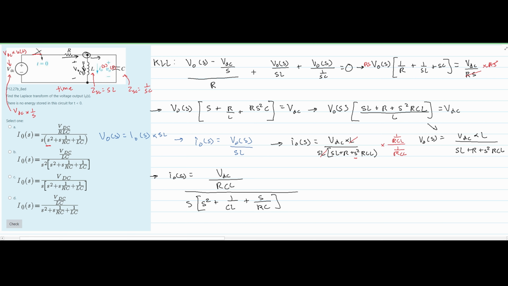So let's look at our answers. Well, we know we need an RCL up top, so it cannot be this D, this C, or this B. We have this A. That matches the top. Now let's look at the denominator. The denominator matches as well, so that means that A is our answer, and that's how you'd go about solving for this problem with the Laplace transform.